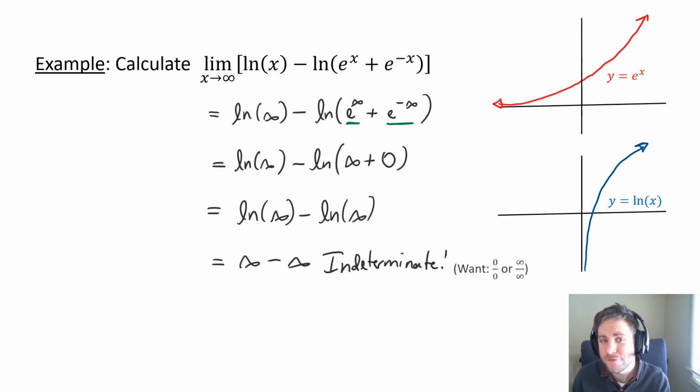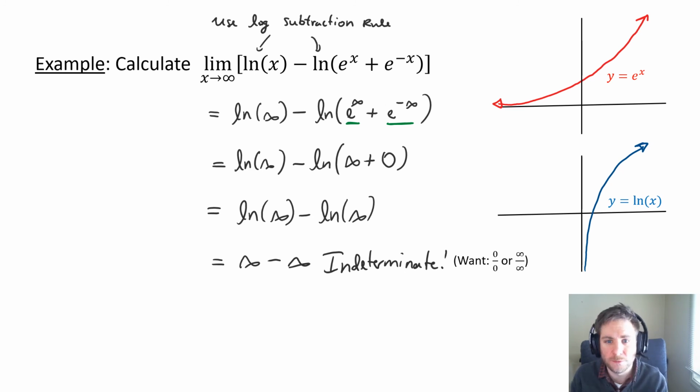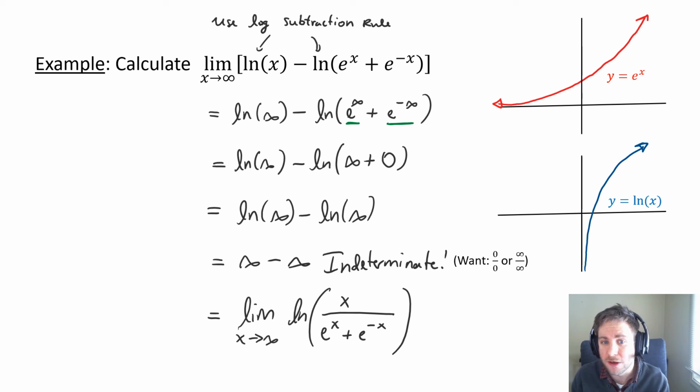It would be better if this were 0 over 0 or infinity over infinity, since that would give us permission to use L'Hopital's rule. So just like the previous example, we should be thinking about ways to combine our two terms into a single fraction. In this case, we can do that using the log subtraction rule. When we apply that rule, we do end up with a log of the fraction that you see here.